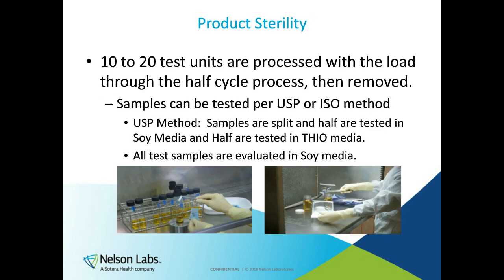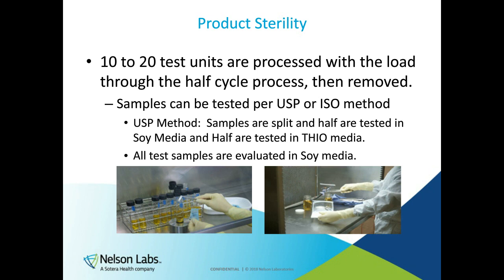Product sterility, you'll need 10 to 20 units for the product sterility testing. Depending upon how you would like to test your product sterility, kind of really drives how you would like to evaluate your bioburden as well. You would either test the 10 units or 20 units, however many you submit for testing, and you test them either per a USP method or per an ISO method. The USP method tests in two media types, a soy broth media and a thioglycolate media. The ISO method tests solely in soy media.